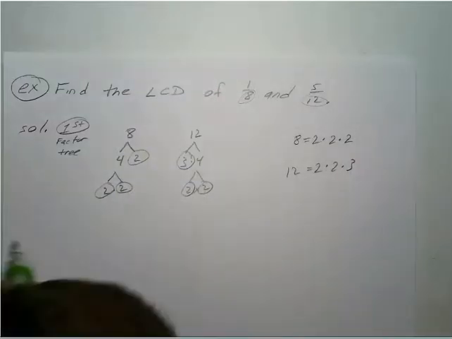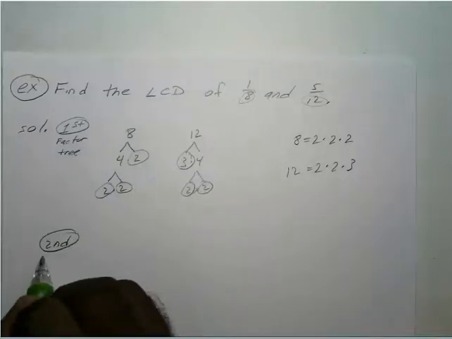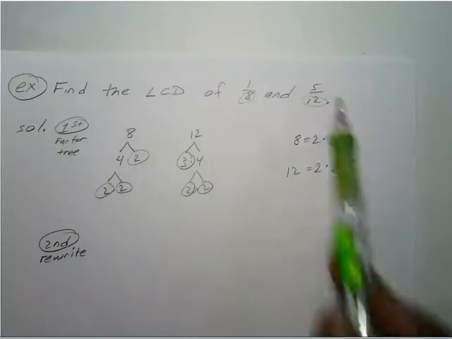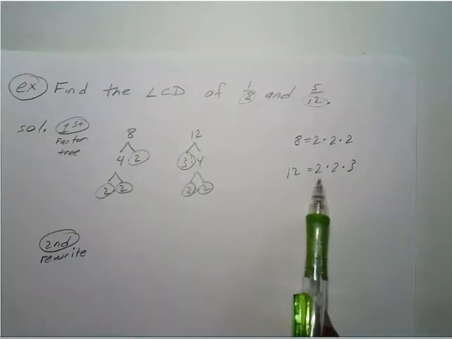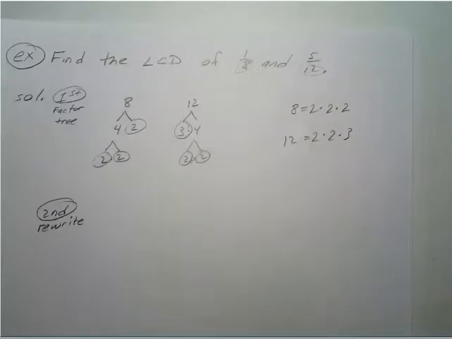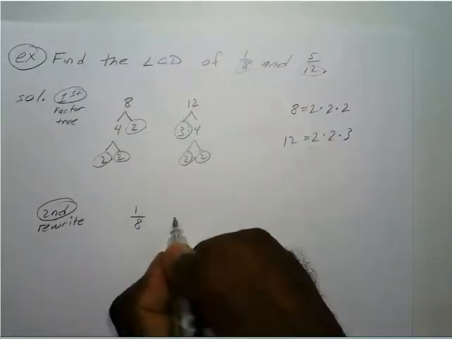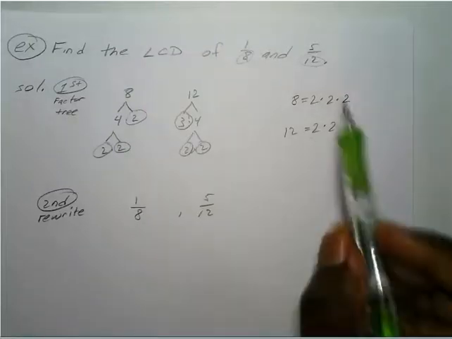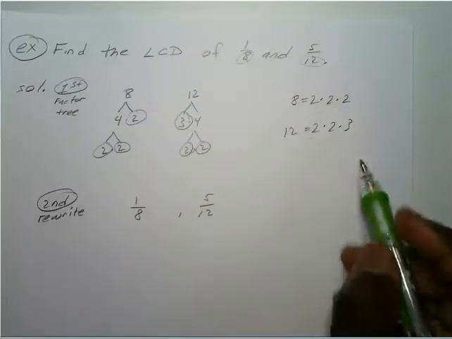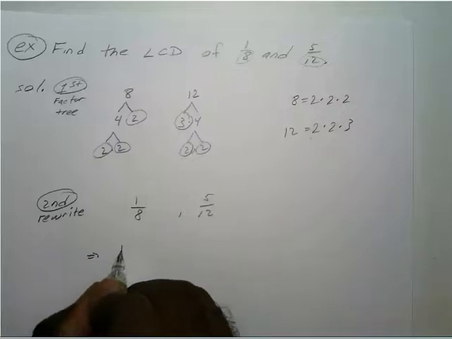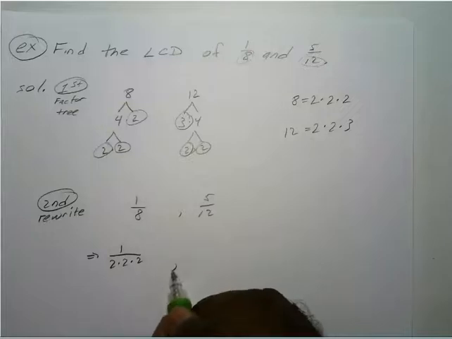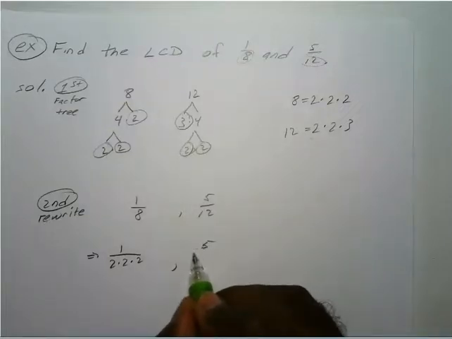Okay, so our second step: remember we rewrite our two fractions, but we replace the denominators with the factored versions of them. You have 1 over 8 and 5 over 12. We know 8 is 2 times 2 times 2, so that makes this 1 over 2 times 2 times 2. And 5 over 12 becomes 5 over 2 times 2 times 3.